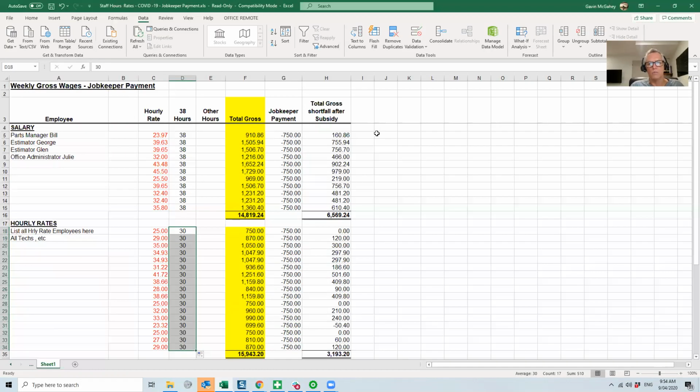So probably one thing that we might need to clear up is, people might be saying, well, how do we qualify for that JobKeeper payment? And how do you believe your business actually qualifies for that JobKeeper payment?